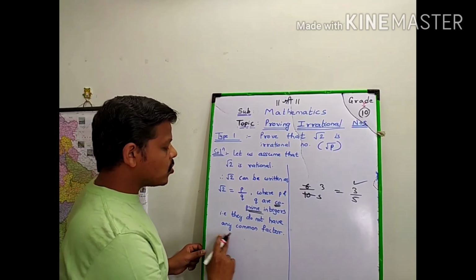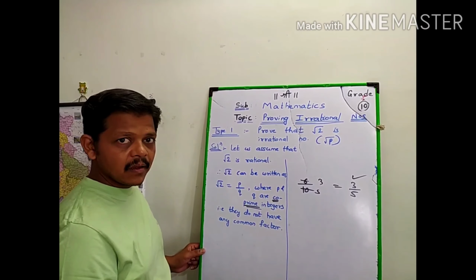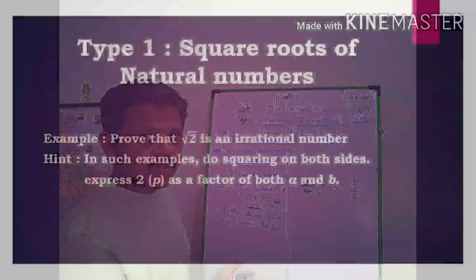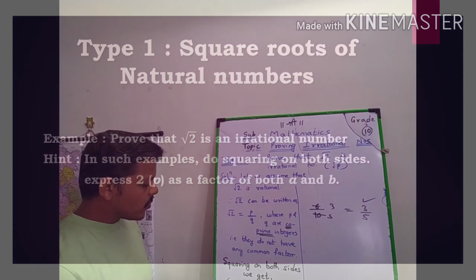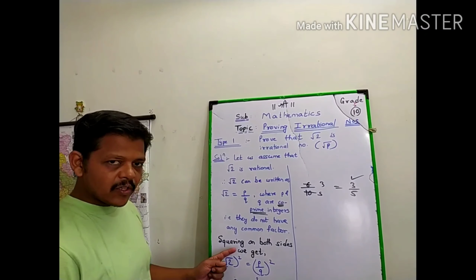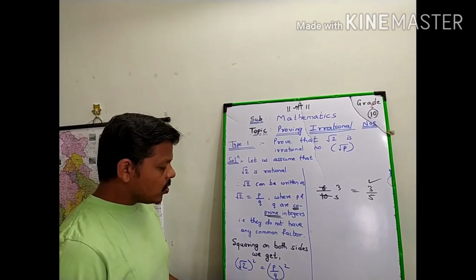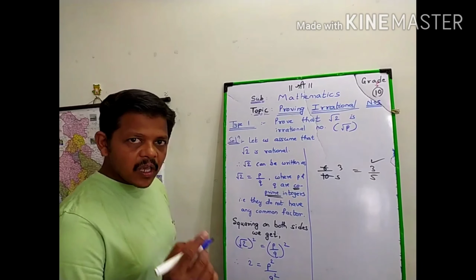Now comes the most important step. This is the hint: squaring on both sides. You can see it on the screen also right now. What are we going to get? On squaring, we are going to get root 2 square. You know that root and square get cancelled. So root 2 square is 2. 2 becomes p square upon q square.